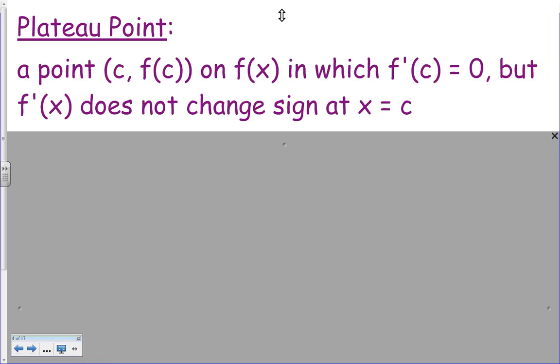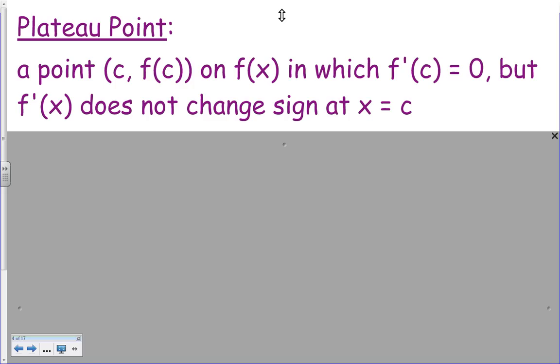All right, the next term for us to talk about is a plateau point. A plateau point is a point (c, f(c)) on the function f(x) in which f'(c) is equal to 0, but f'(c) does not change sign at x equals c. So a plateau point is a point where you hit a slope of 0, so your function kind of levels off there, but you don't change sign, so you don't change from increasing to decreasing like we would see with a local min or a local max.